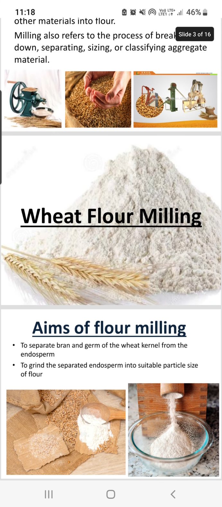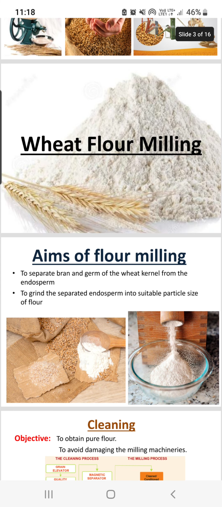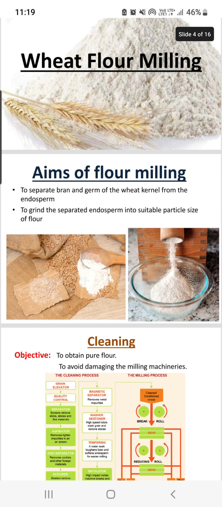Next is wheat flour milling. First is the aim of milling. We all know that the aim of flour milling is to separate the bran and germ of the wheat kernel from the endosperm. The second is to grind the separated endosperm into a suitable particle size of flour. First of all, we separate the endosperm from bran and germ. Second, from that endosperm we produce a suitable particle size of flour, converting the endosperm into the fine product known as flour.